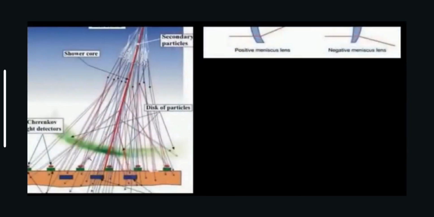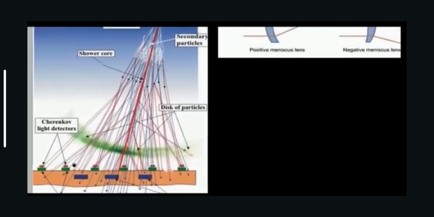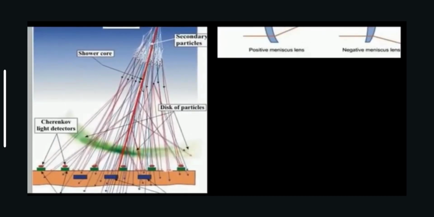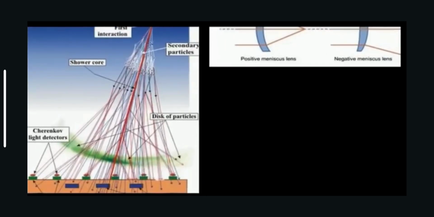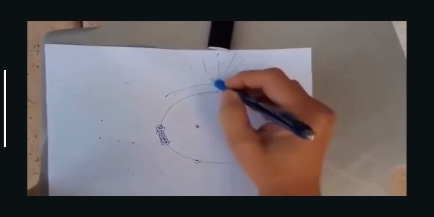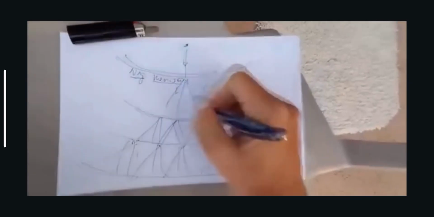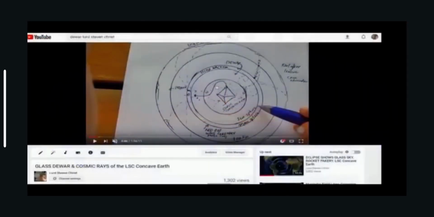When we look at the cosmic rays hitting the Earth, this is how it's depicted. You guys have light detectors and charged particle detectors on the ground, and they're always observing a convergence as you go up. It's not because it's a perspective, and that cannot work. Obviously, if you're looking at a convex ball, it would be a positive meniscus on your head, which would converge. So the origin of these cosmic rays are coming from the north sides of the north, and they pass through this high vacuum state of this Glass-Dewar effect, and they increase in velocity.